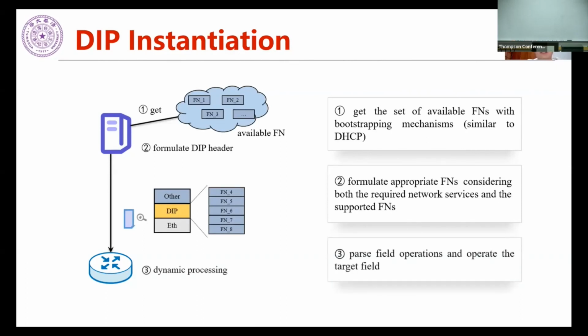Upon receiving the packet, the router will first parse the basic DIP header to get the number of field operations and the length of field operation locations. Then, the router will parse the field operation definitions and extract the field operation locations. After that, the router will operate on the target fields according to the field operation definitions.